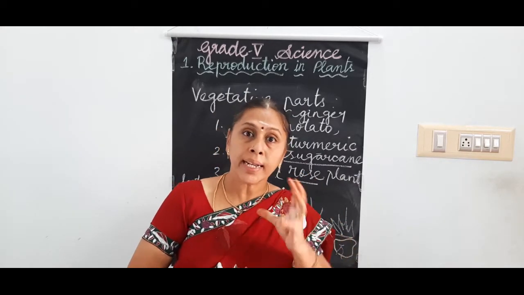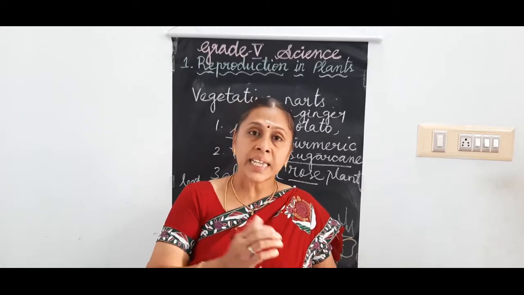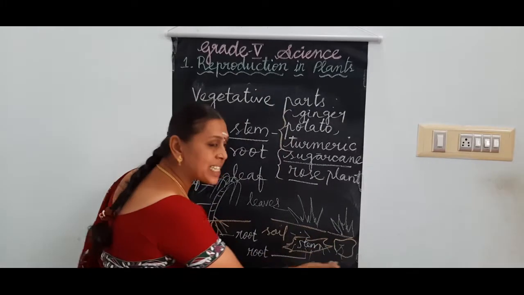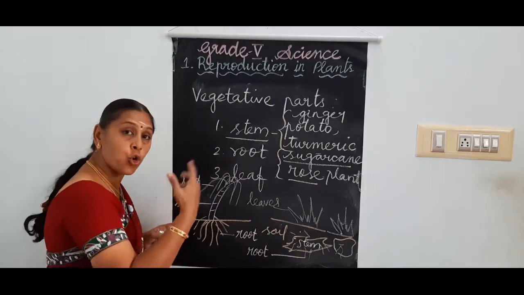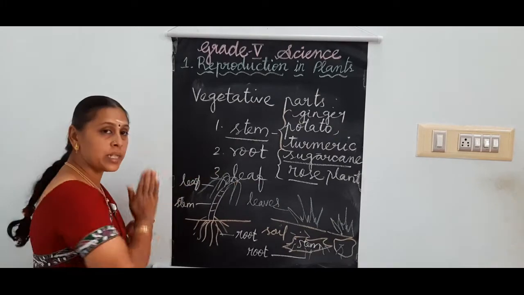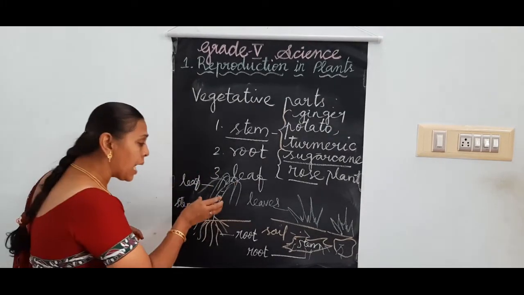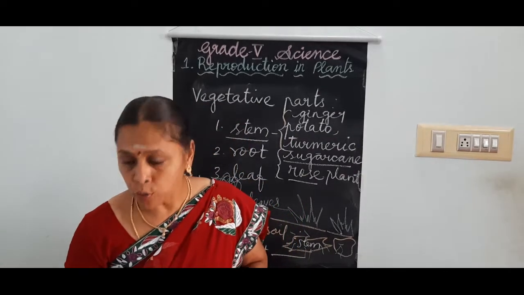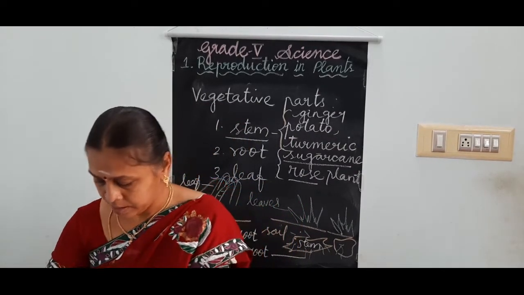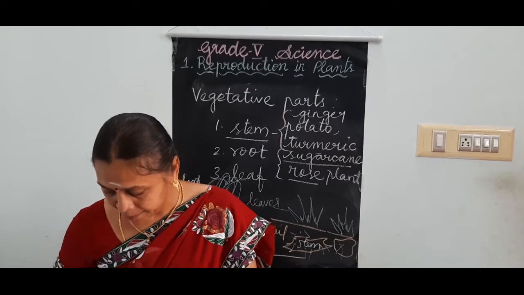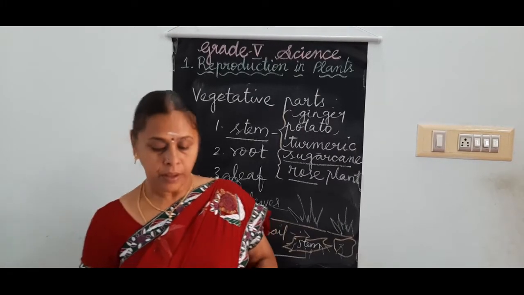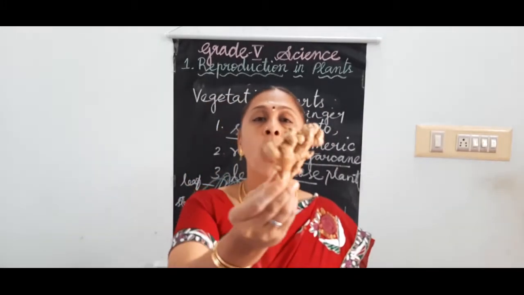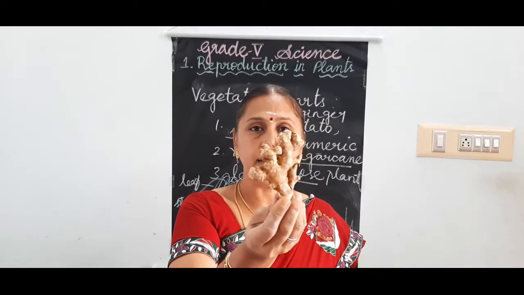Potato, what you are eating, it is the stem part. It will be seen under the soil. So they are called underground stems. But in case of sugarcane and rose plant and all, the stem will be seen above the soil. With the help of these stem parts, the plants will reproduce. I will show you some examples for the stem. Now, this is what you could have seen.